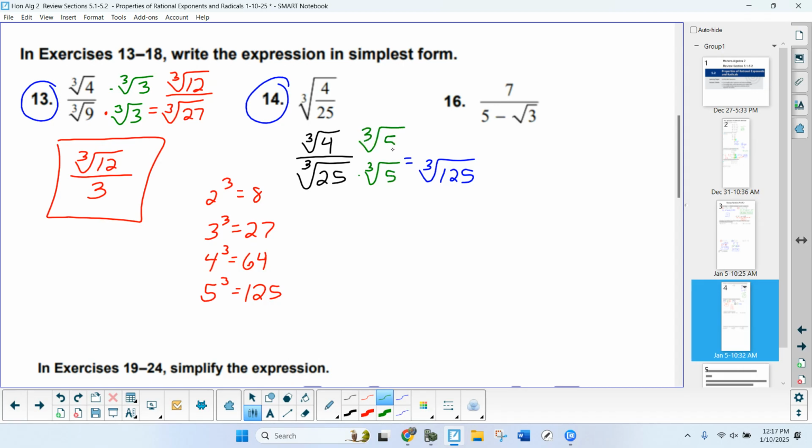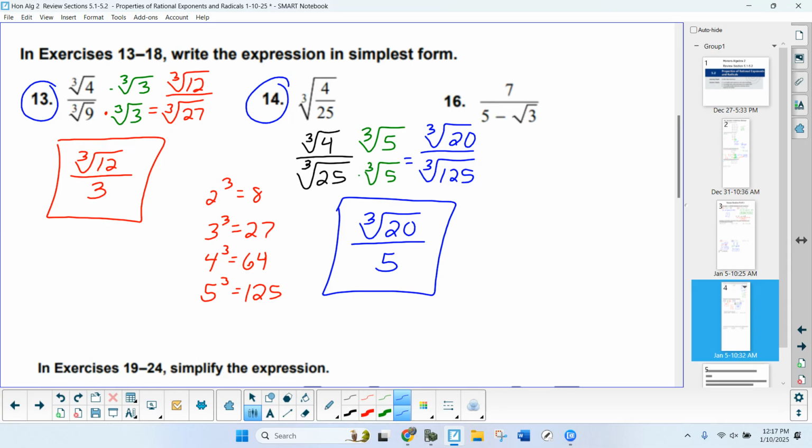Whatever you do to the bottom, you do to the top. So what do you get in the numerator? 20. Cube root of 20. So can you break cube root of 20 into any of those? Can you simplify it? No. Nope. So you get cube root of 20 over what? 5. How'd you guys do on those two?